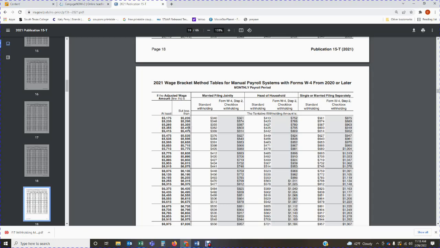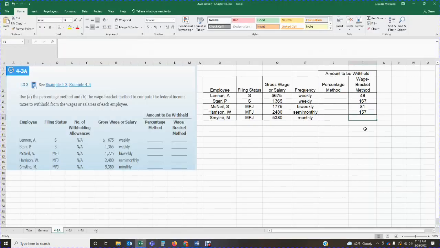So we have to locate the tier where it falls. It falls under that fourth tier between 53.55 and 54.15. And they are married filing joint, so we're going to be looking at the first column, standard withholding. So that would be $362. Those are all of my wage bracket method federal income tax withholdings based on the tables.